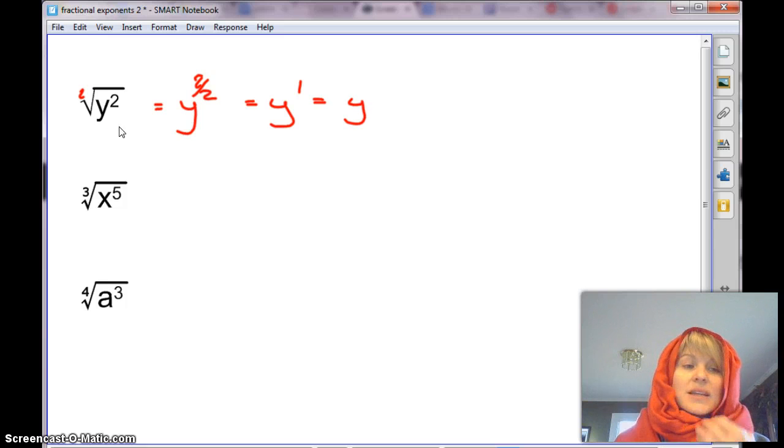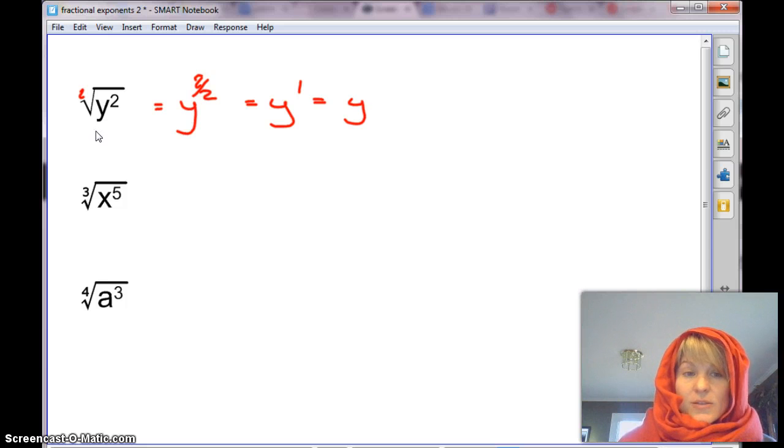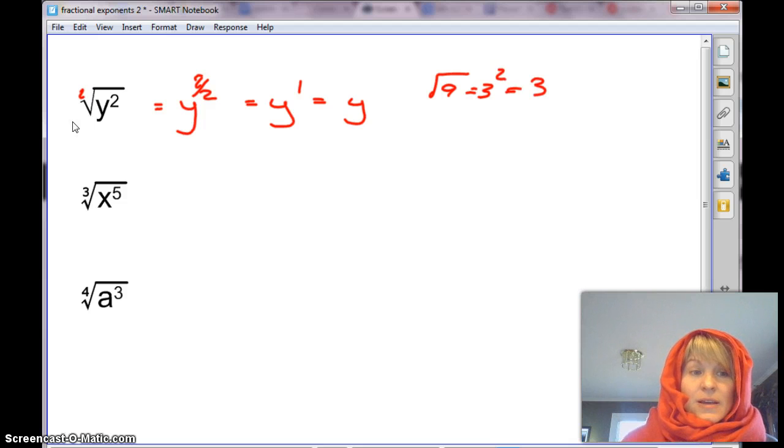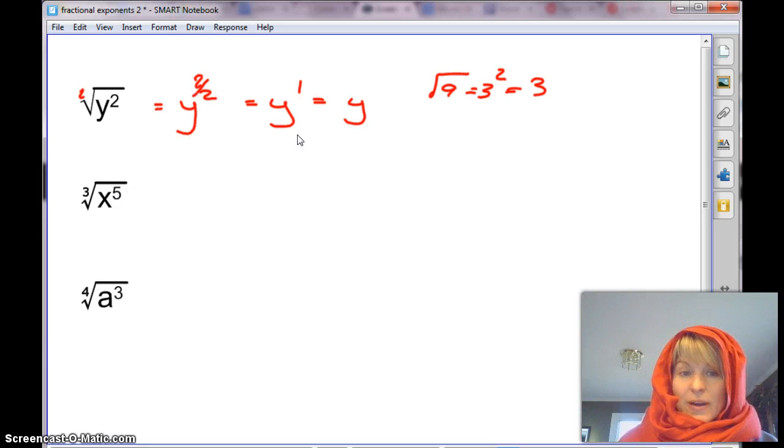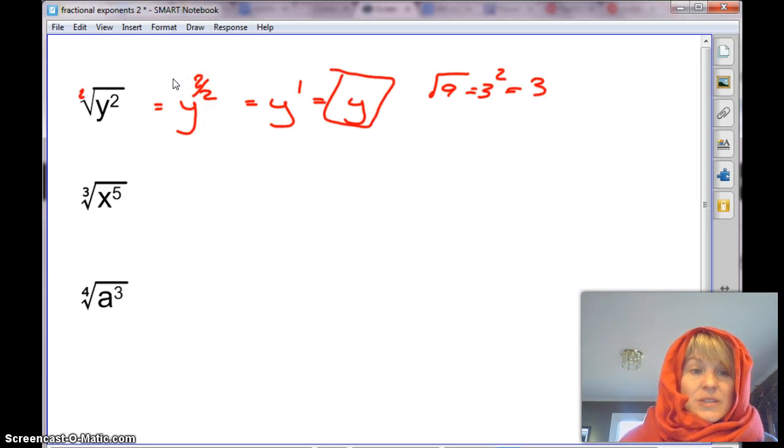And it should make sense that the square root of y squared is y, right? Just like if you had the square root of 9, we know that's 3 squared, or 3, right? So here we have y to the second power, which is y times y. So the base number y would be its answer. Okay, so that one we can actually simplify a little bit into an answer of y. So you should always simplify these fractions if you can.